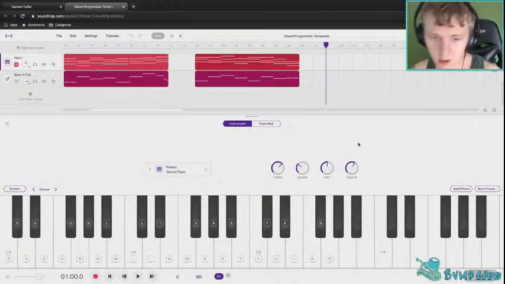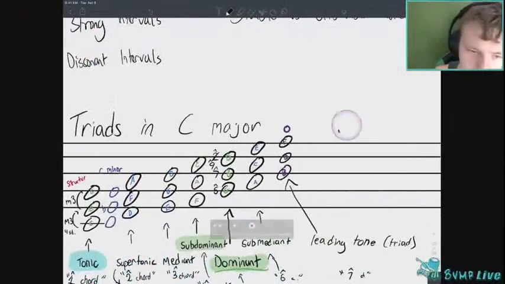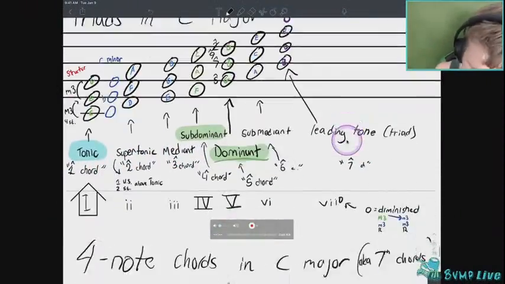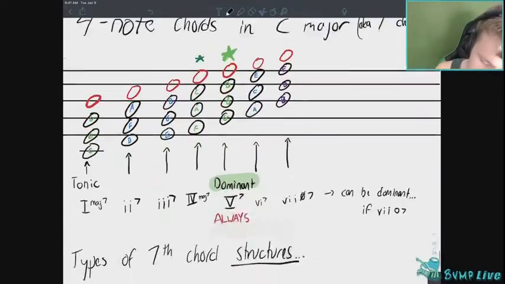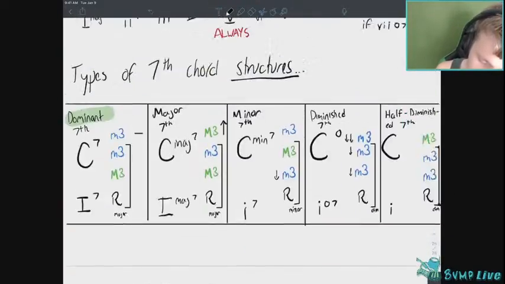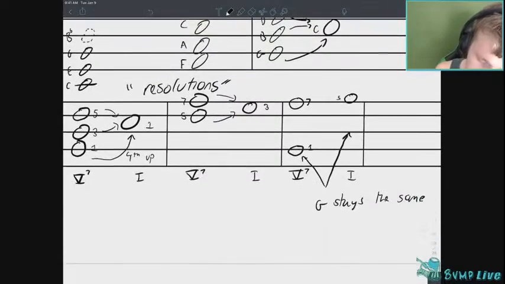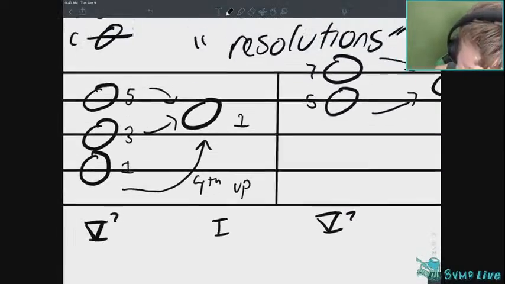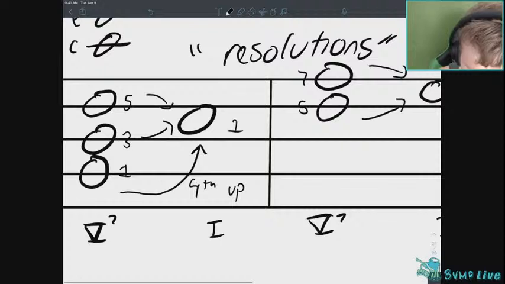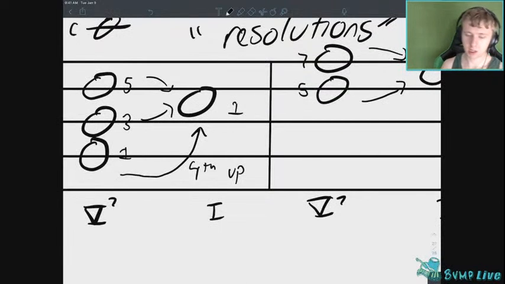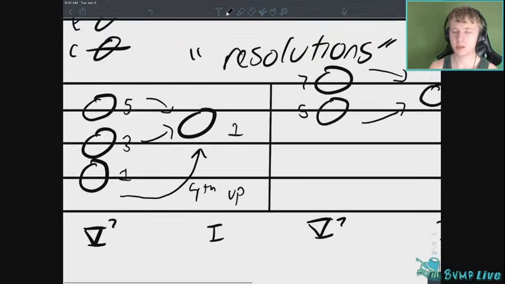So let me talk about this more in depth. Okay, let me go down to where I have intervals written. All right. So let's take a look here.